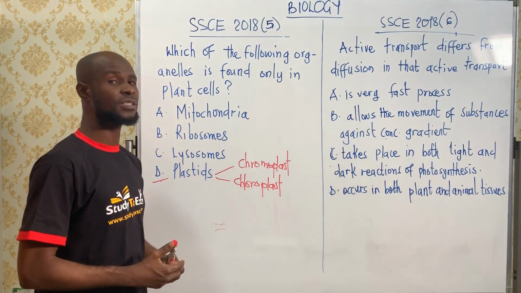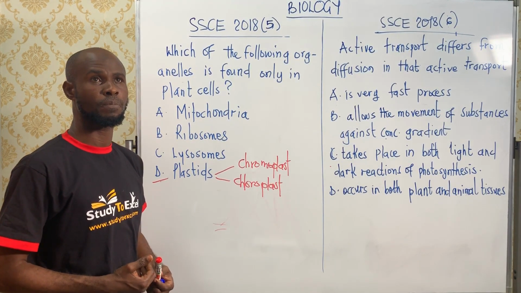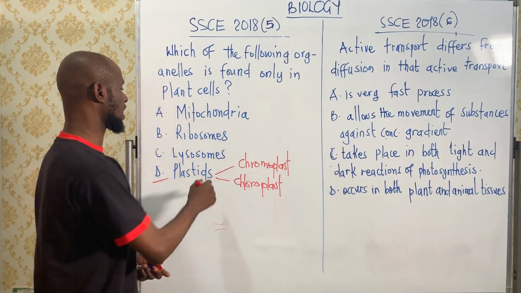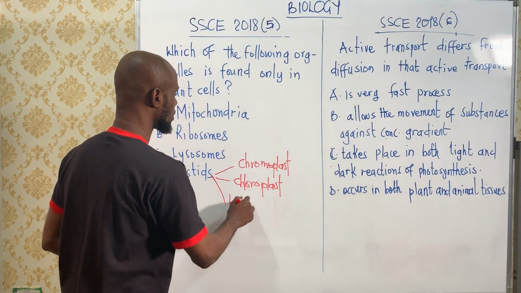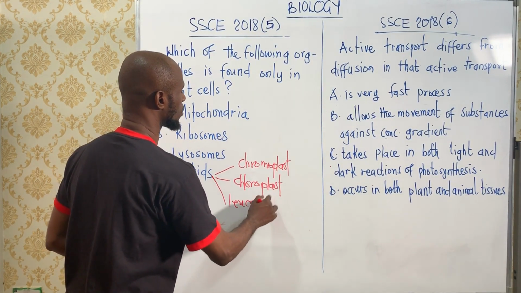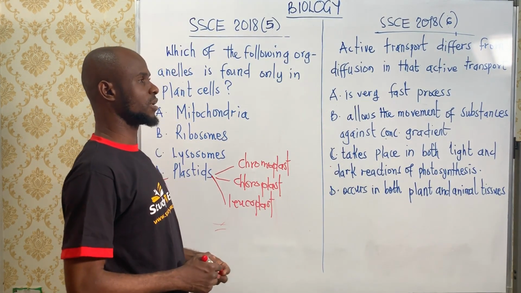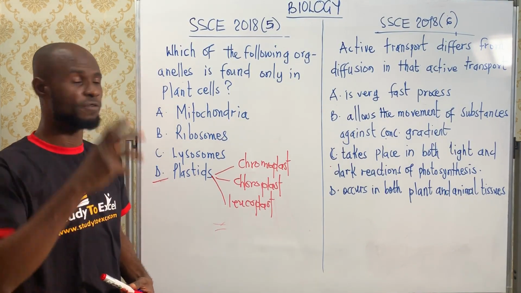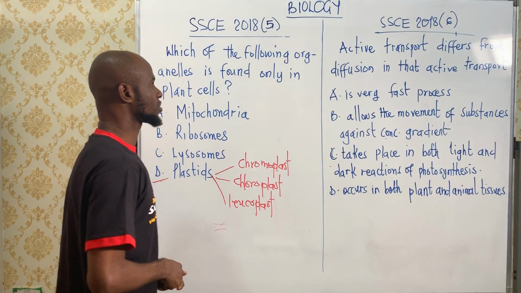So the chloroplast function is to help the process of photosynthesis. Now the last one is called the leucoplast. The leucoplast is also a colored plastic. However, it gives the bright color to plants. For example, the petals of a flower. Now let's go to the next question.